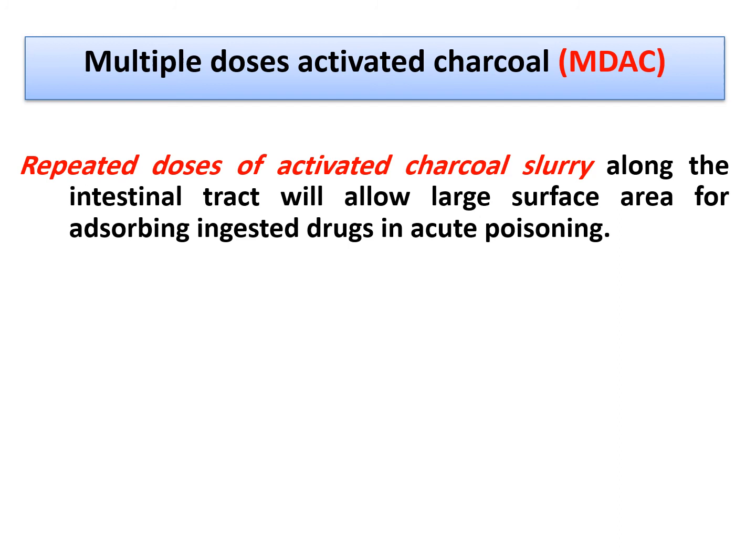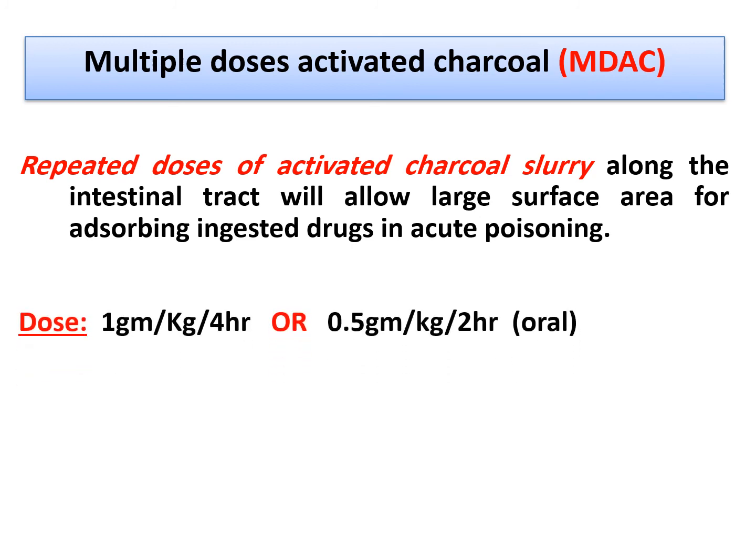The dose of activated charcoal here will be 1 gram per kg repeated every 4 hours, or half gram per kg repeated every 2 hours. The doses of activated charcoal will be administered orally. I can use a cathartic with the doses of activated charcoal, but not with each dose, only once or twice per day.